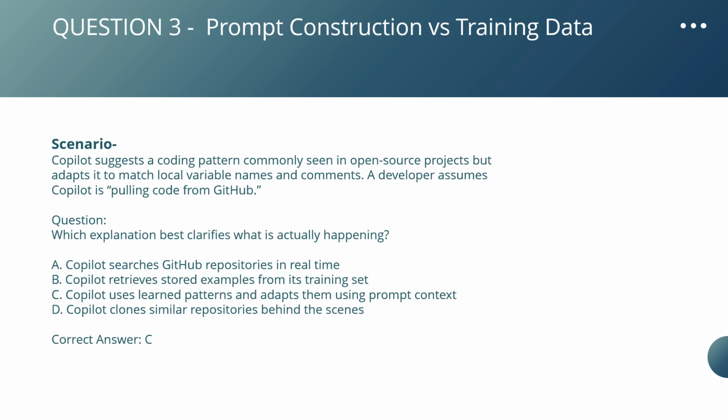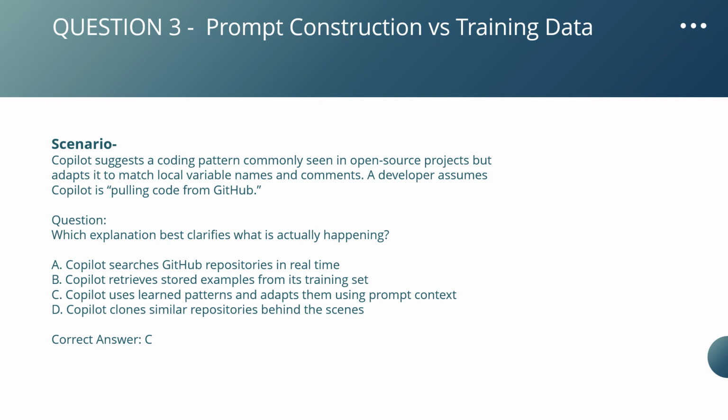Question 3: prompt construction versus training data. Scenario: Copilot suggests a coding pattern commonly seen in open source projects, but adapts it to match local variable names and comments. A developer assumes Copilot is pulling code from GitHub. Question: which explanation best clarifies what is actually happening? A. Copilot searches GitHub repositories in real time. B. Copilot retrieves stored examples from its training set. C. Copilot uses learned patterns and adapts them using prompt context. D. Copilot clones similar repositories behind the scenes.